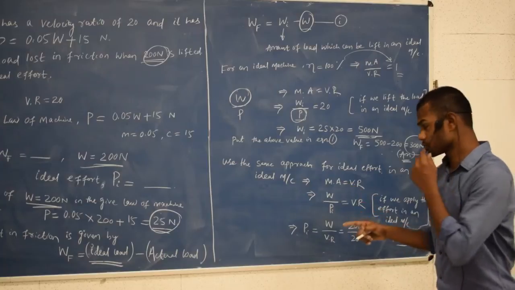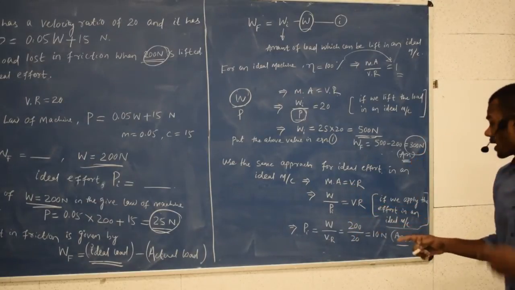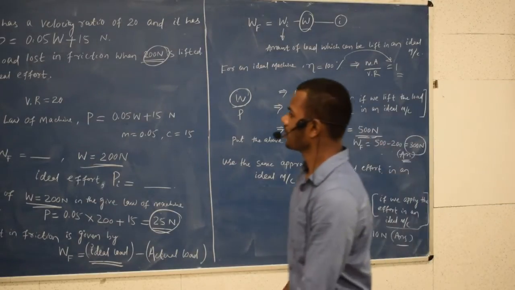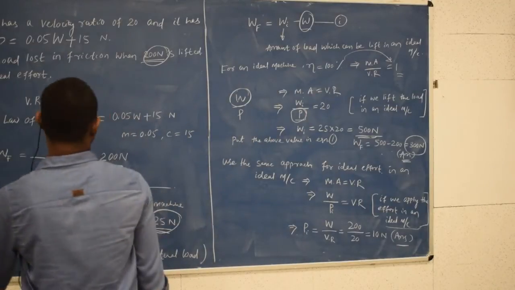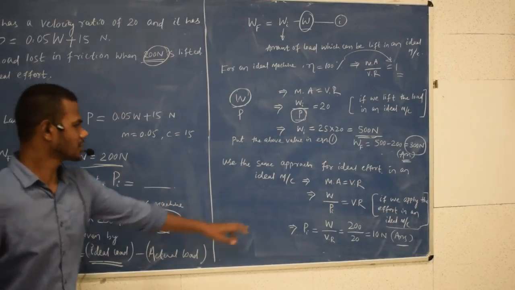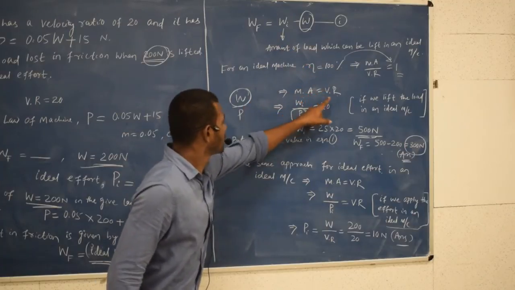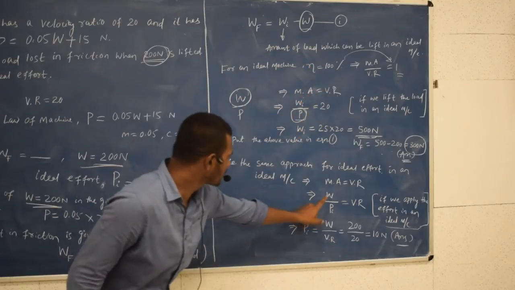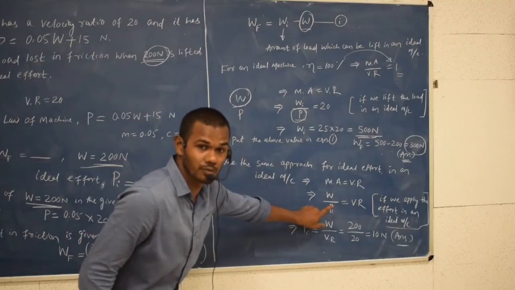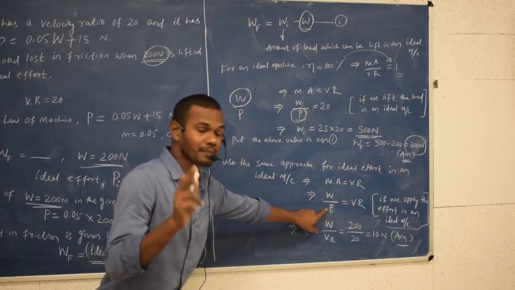Now use the same approach for calculation of ideal effort. In an ideal machine, we know that MA equal to VR. The same approach we have adopted here. MA equal to VR. In place of P, put the value PI.